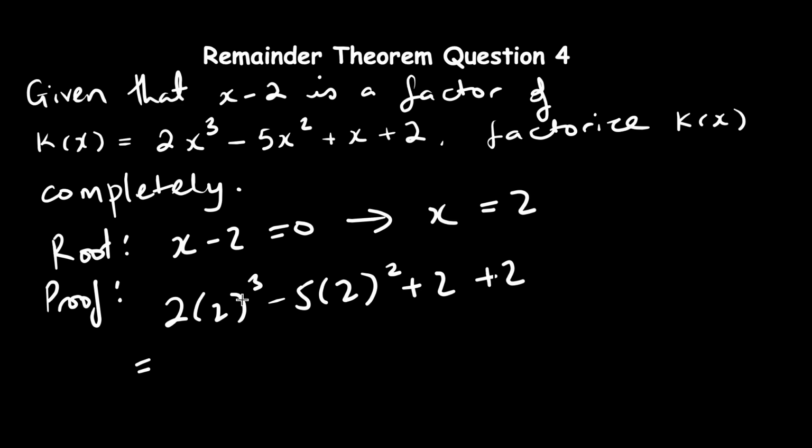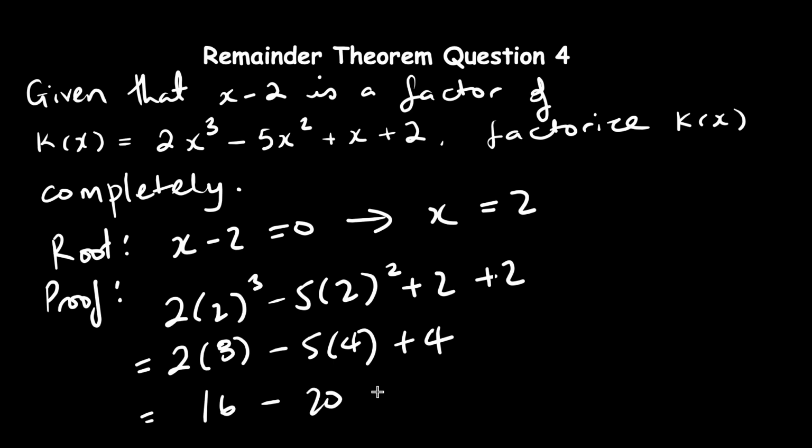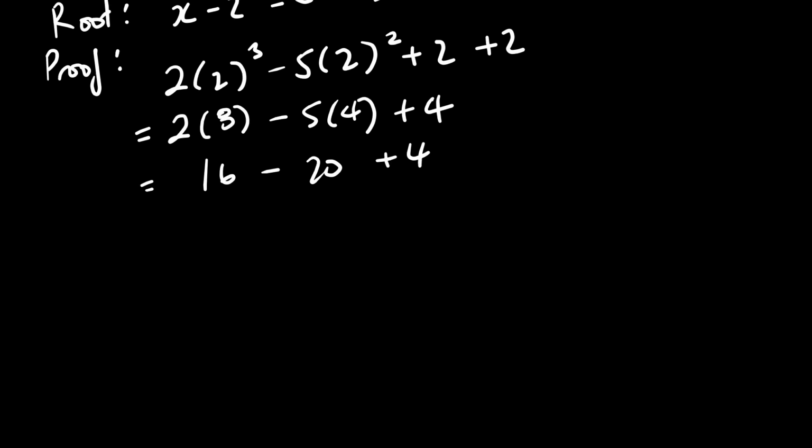So it's going to be 2 times 2 cubed, 2 times 8, minus 5 times 2 squared, which happens to be 5 times 4, plus 2 plus 2. Is that what we're seeing? Yeah, looks like it. Plus 4. That's going to be equal to 16 minus 20 plus 4. We've already shown that, so we're almost halfway there. This is just going to be 20 less 20, which is 0. And we're good.